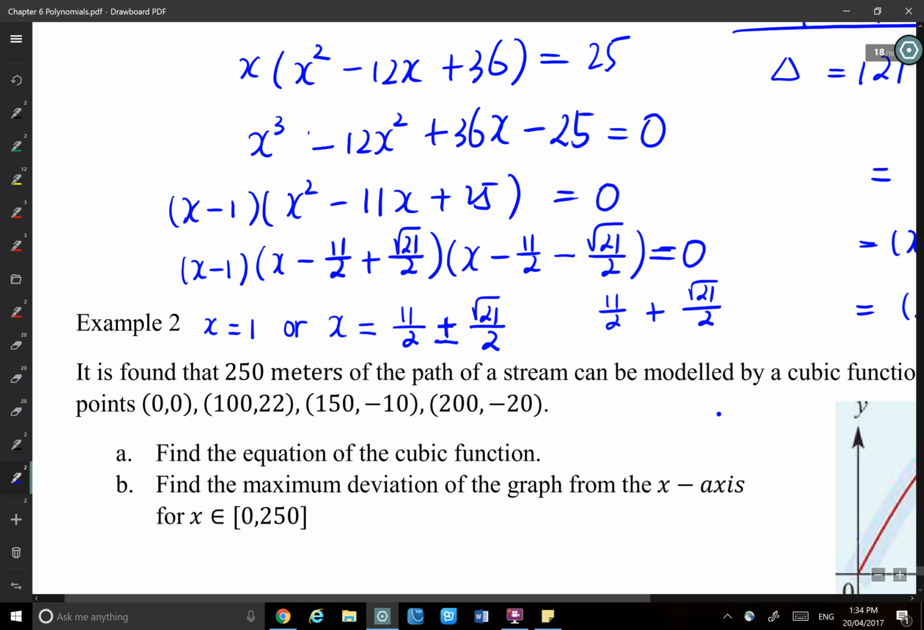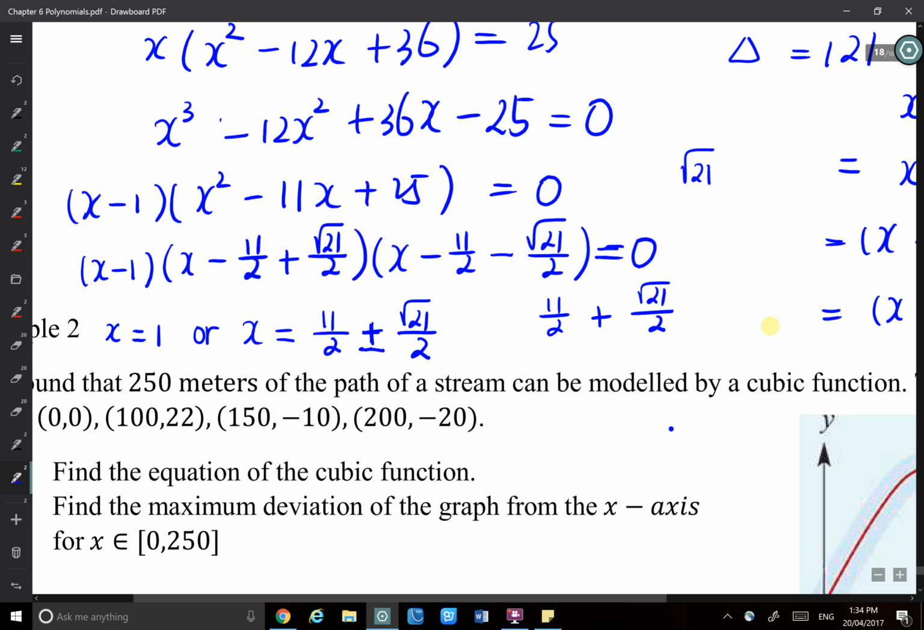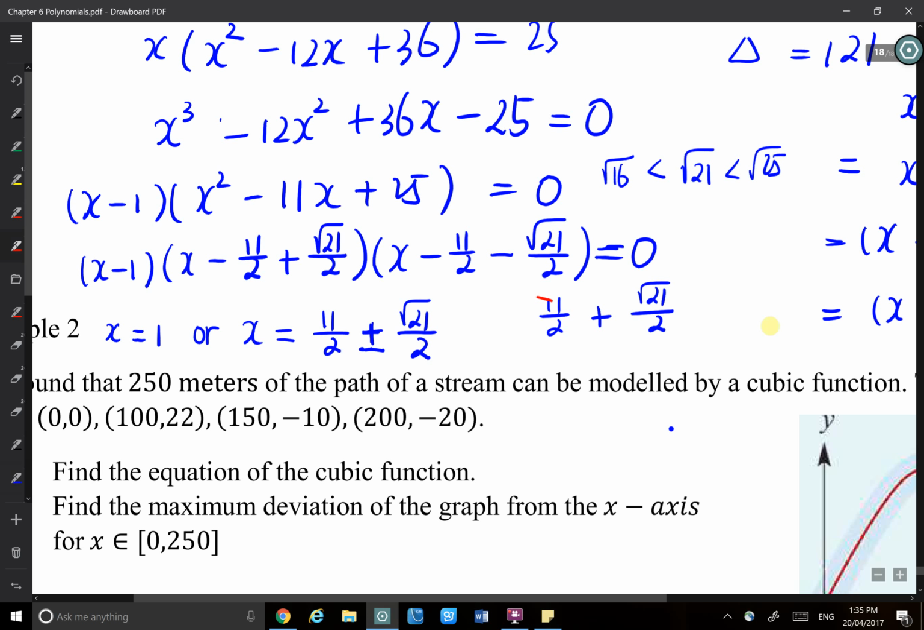Because think about what is root 21. Root 21 is in between root 16 and root 25. It's a number in between 4 and 5. Let's think just 4. 4 over 2 gives you 1, right? And 11 over 2 is 5.5. Plus 1 extra is 6.5. It's out of the domain. So I won't have this number.